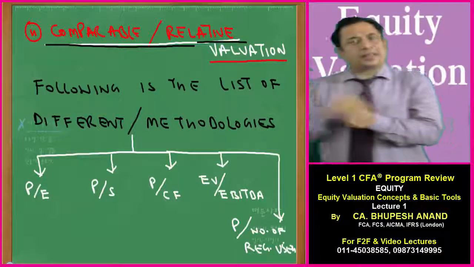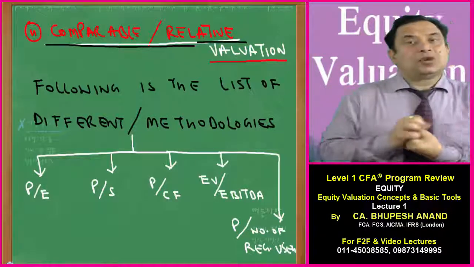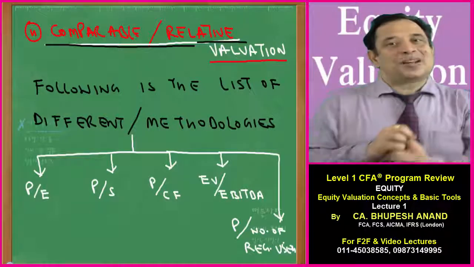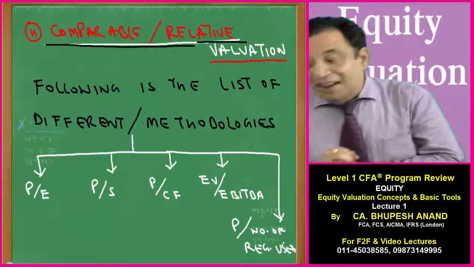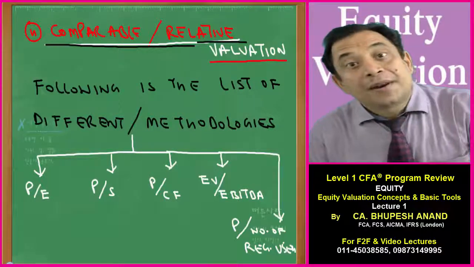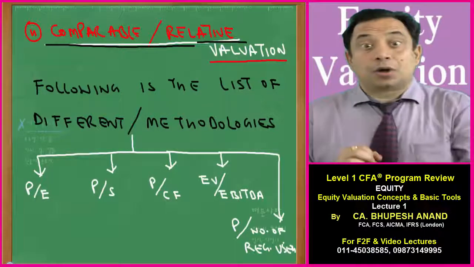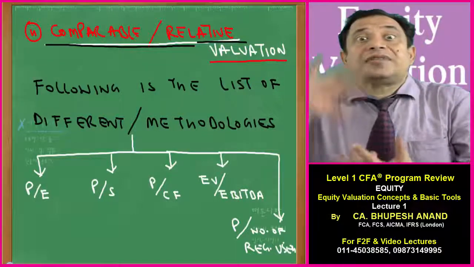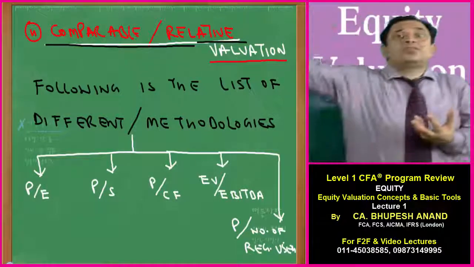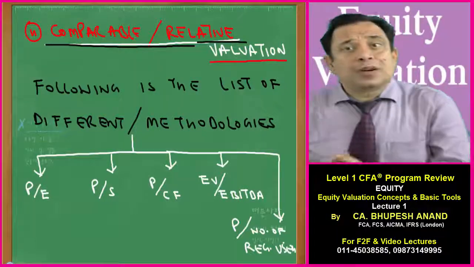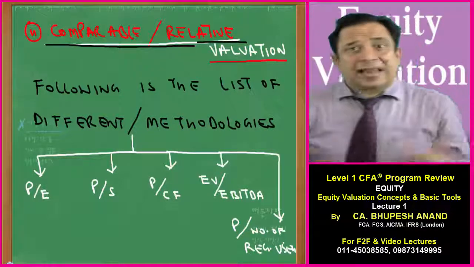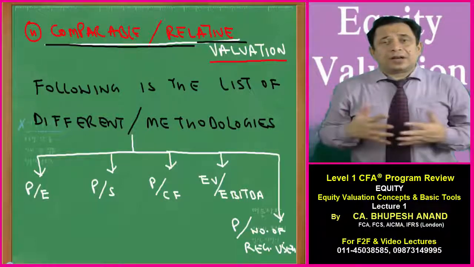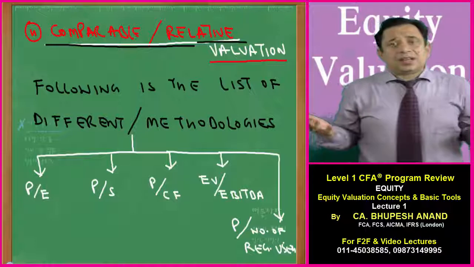We'll be doing the practical example for that. Enterprise value upon EBITDA, earnings before interest, tax, depreciation and amortization. And last is price upon number of registered users, because in some cases we cannot calculate sales, as those are different business models. For example, in case of Book My Show, in case of WhatsApp, I cannot calculate the value as per comparable method because the revenue is not there.